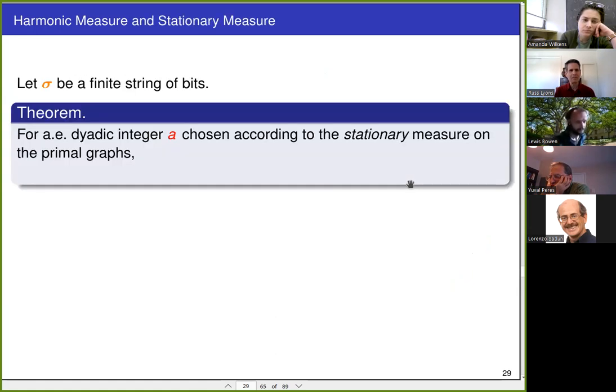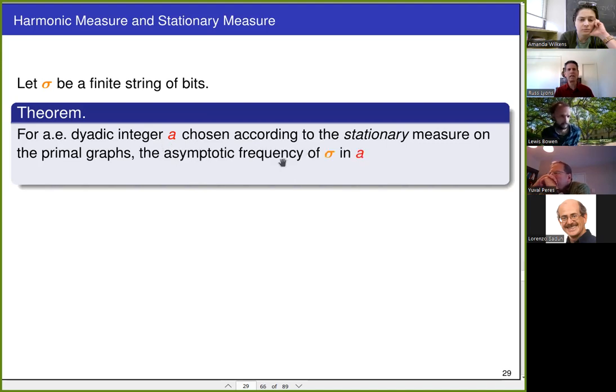All right. So why are we looking at harmonic measure? Here's the key fact. Let sigma be a finite string of bits. And let's think about the stationary measure under primal graphs. That means it's a probability measure on dyadic integers, left infinite strings. Claim is for almost every, with respect to the stationary measure, dyadic integer A, let's look at the asymptotic frequency of this finite string sigma in A, meaning you see how often you have sigma appearing in A as you run off to infinity. Some limiting frequency. That's what we mean by the asymptotic frequency, okay?